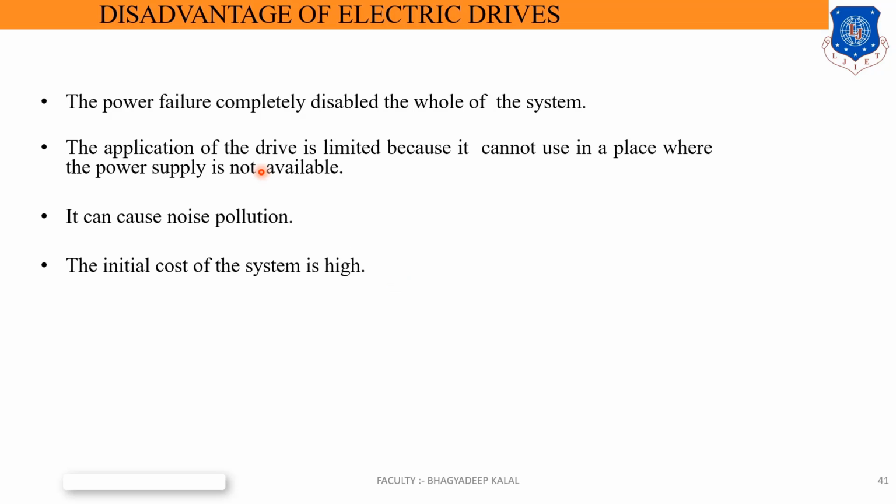What are the disadvantages or limitations of the electric drive? A power failure completely disables the whole system. The application of the drive is limited because it cannot be used in places where power supply is not available. In city areas we can use it, but not in rural areas because power supply is not available. It can cause noise pollution. The initial cost of the system is very high. The most important point is that the initial cost of the system is very high. The charging problem is the main one in electric vehicles.